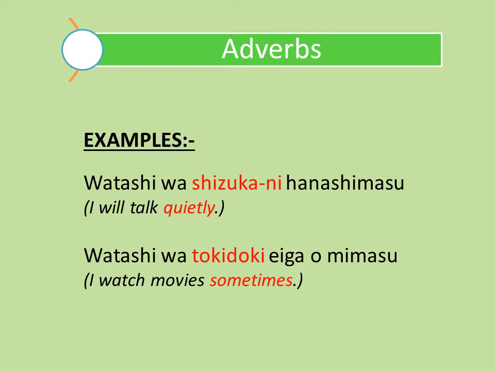The next example we have is watashi wa tokidoki eiga o mimasu, which means I watch movies sometimes. Here watashi is I, tokidoki means sometimes, eiga as we know means movies, and mimasu is the polite form of the word to see, or miru. Miru we had learned earlier. So tokidoki means sometimes, which is an adverb of frequency.